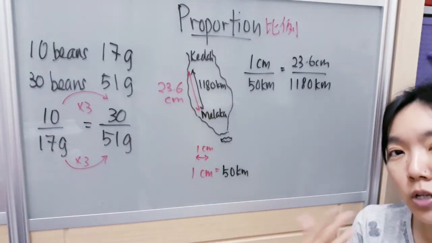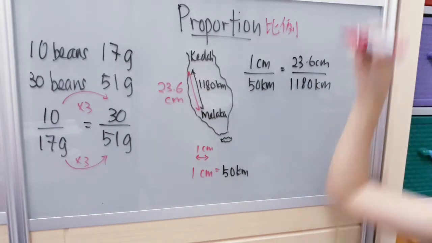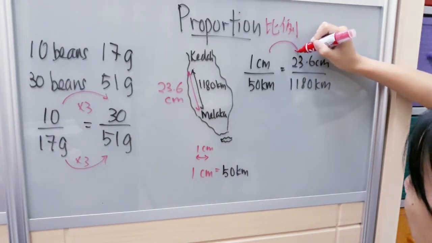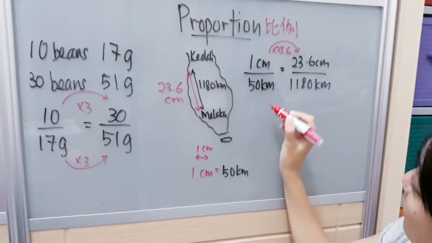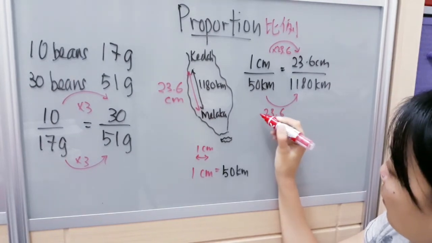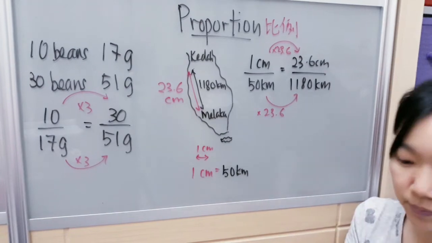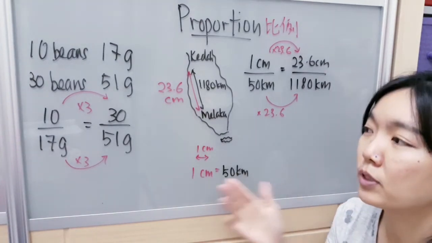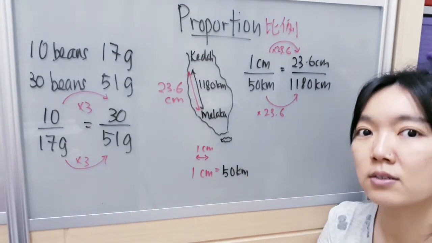And how are we going to check whether this is a real proportion or not? You can see that 1 cm to 23.6 is times 23.6, and let's check this. 50 times 23.6, put into a calculator, you should be able to get 1180 km. So this is how we put proportion onto the situations.